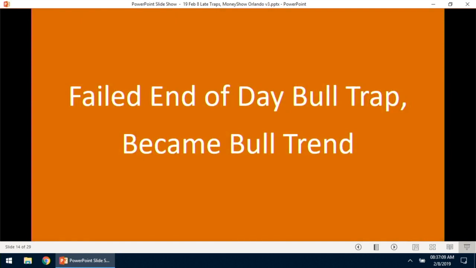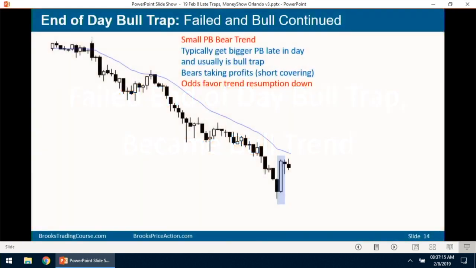Now, sometimes you'll get what looks like a bull trap, and instead of trapping bulls, you get an actual bull trend. Very big bear trend, and then a very big bull bar. You can call it a wedge, 1, 2, 3. In any case, you know late in a bear trend day, a strong bear trend, bears are going to take some profits. If you're short and you know your stop is up here or up here, that's a lot to risk, especially late in the day. So you're going to take profits. And here, the bears took profits.